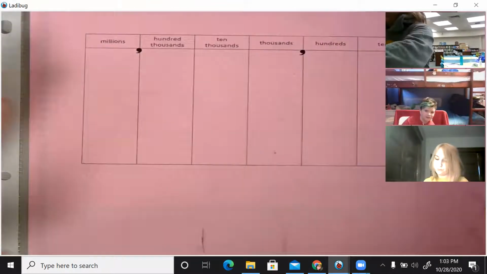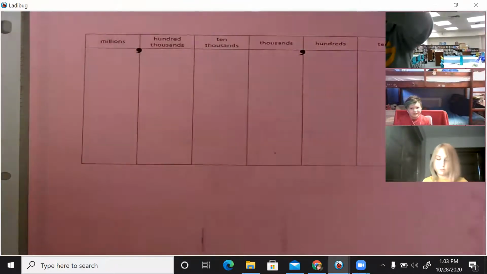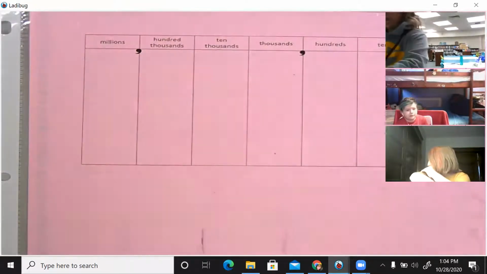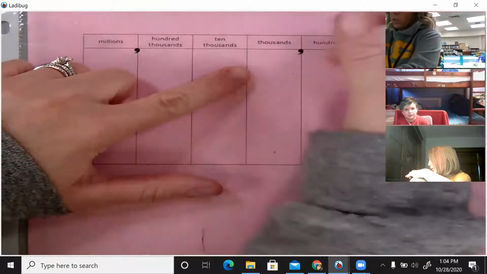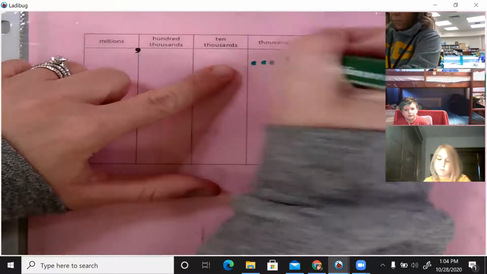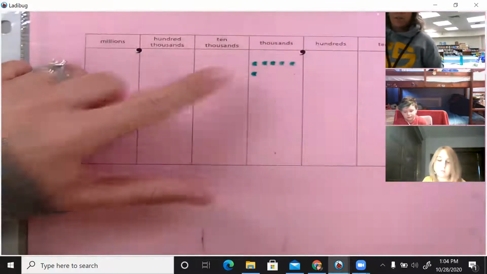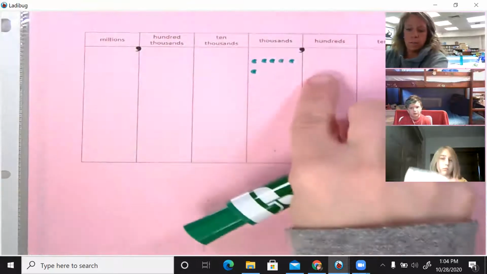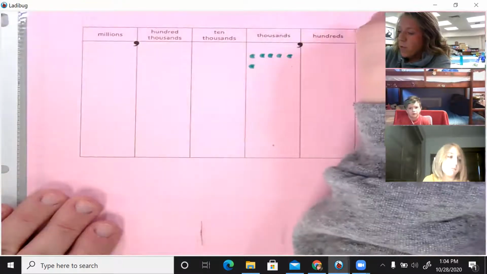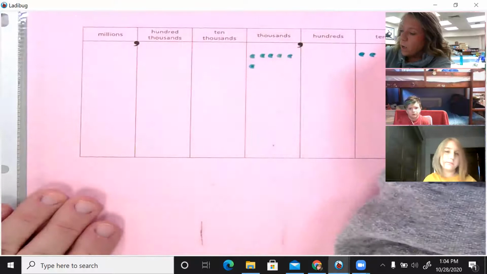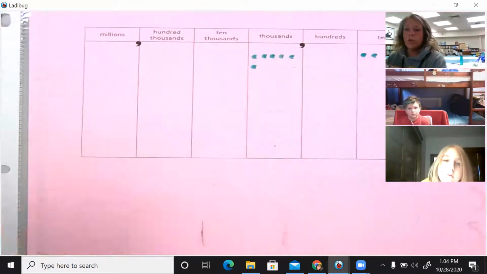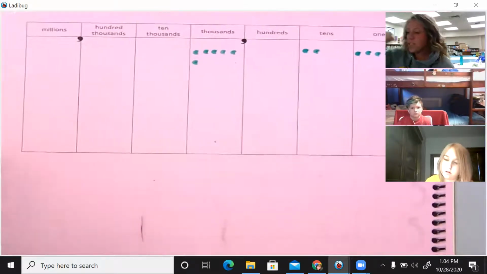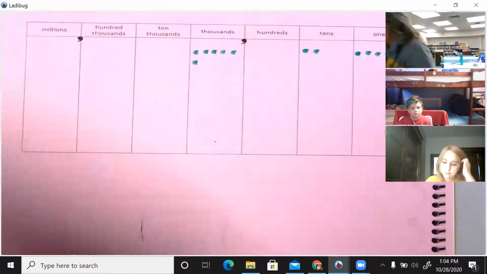Okay, so on my chart, I want to show the number 6,025. So I'm going to start in my thousands place. Ignoring this comma right now, I'm going to put 1, 2, 3, 4, 5, 6 thousands. I do not have any hundreds, but I have 2 tens and 5 ones. So right now in my chart, I have shown the number 6,025.